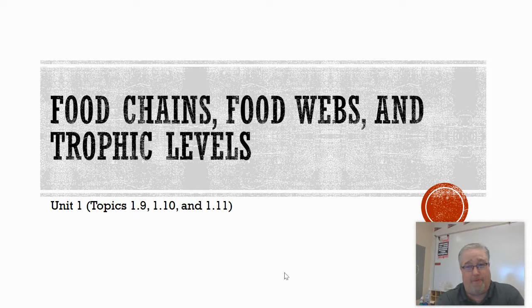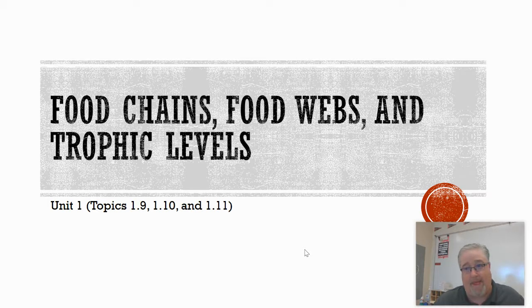and trophic levels. I don't know why they separate this up into different topic numbers because they're all kind of interrelated to me. So I'm going to cover all these in the same PowerPoint. Some of this stuff I think is pretty easy. It's kind of middle school science stuff. There is a little bit of math at the end of this.